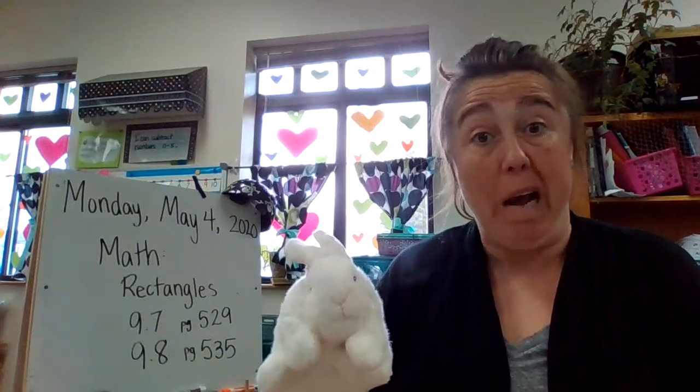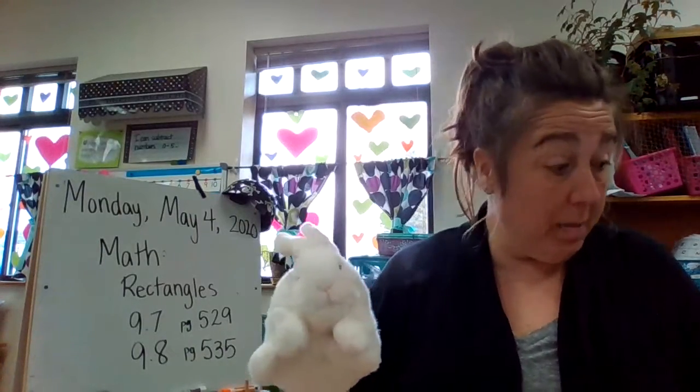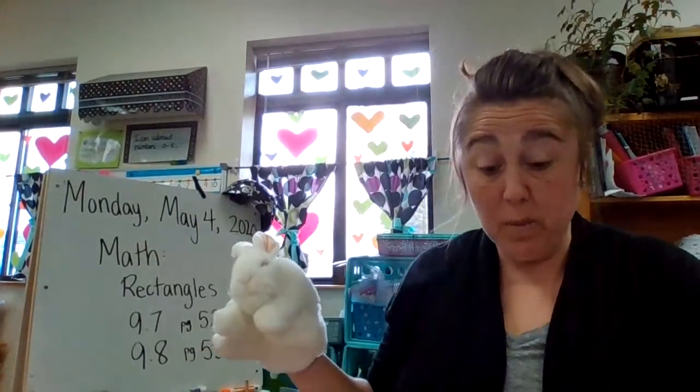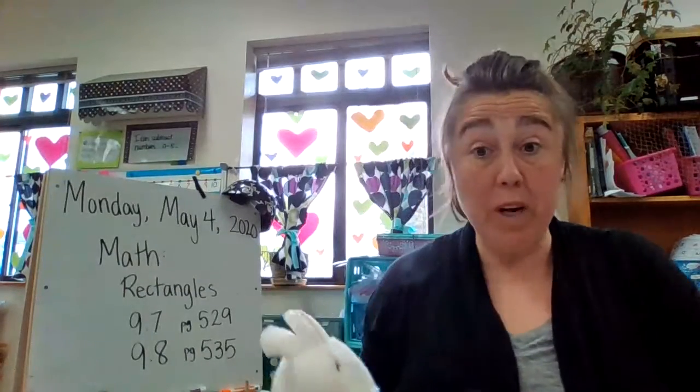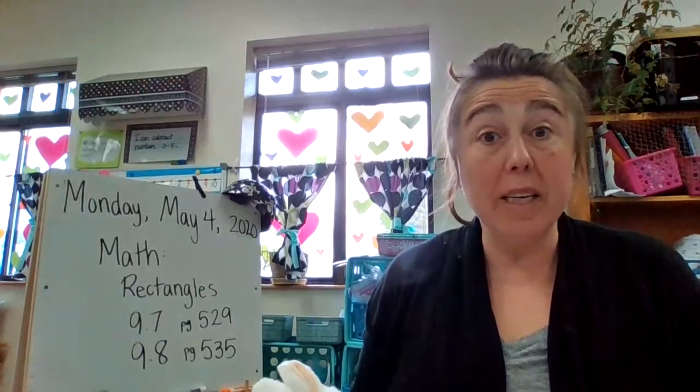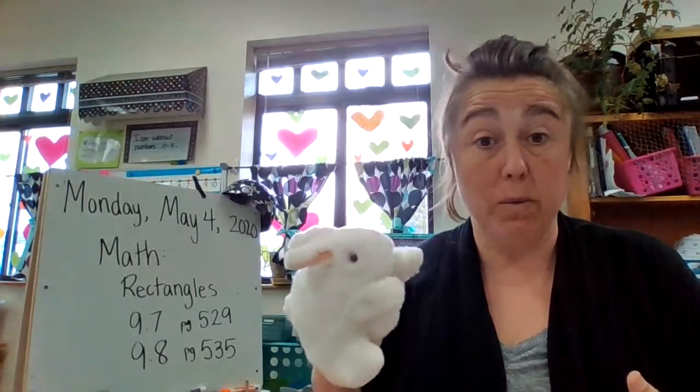Today you're going to need your math workbook, chapter 9 math workbook, which looks like this right here with the 9 at the top. And you're going to want to turn to page 529. I got it right back there, 9.7, page 529. And today we're going to talk about rectangles.